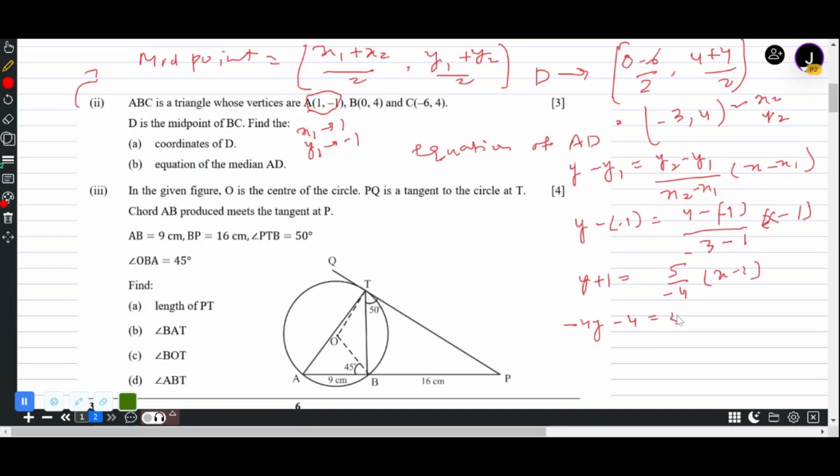Cross multiplication we have done, okay. So that's 5x plus 4y is equal to 5 minus 4 is equal to 1. So that is the equation of the line.